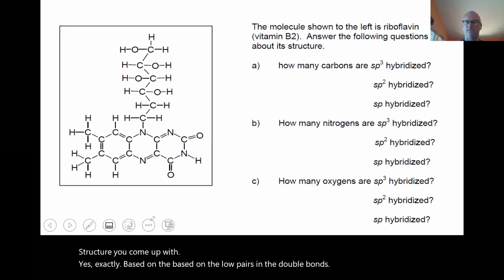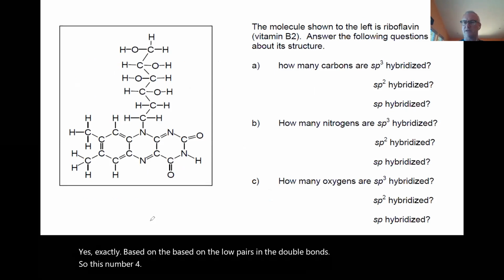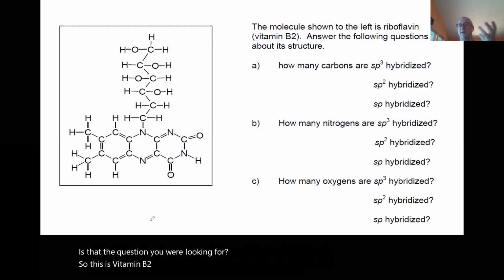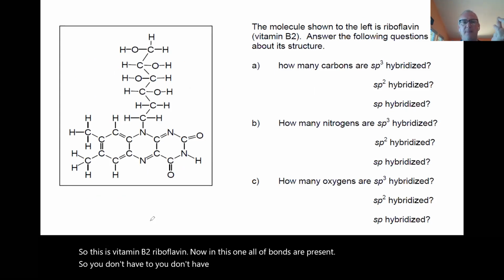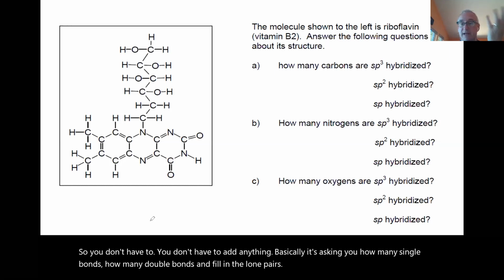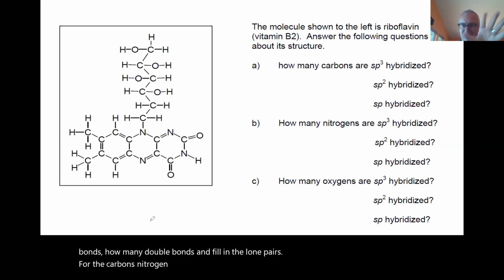So is this number 4? Is that the question you were looking for? Yeah. Okay, yeah. So this is vitamin B2, riboflavin. Now in this one, all of the bonds are present, so you don't have to add anything. Basically, it's asking you how many single bonds, how many double bonds, and to fill in the lone pairs for the carbons, nitrogens, and oxygens to tell you what their hybridizations are.